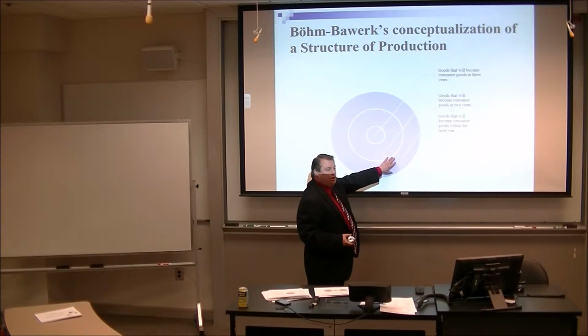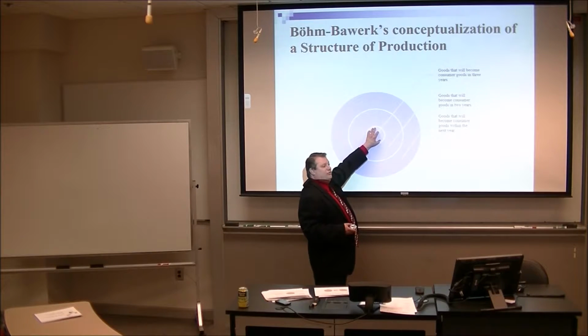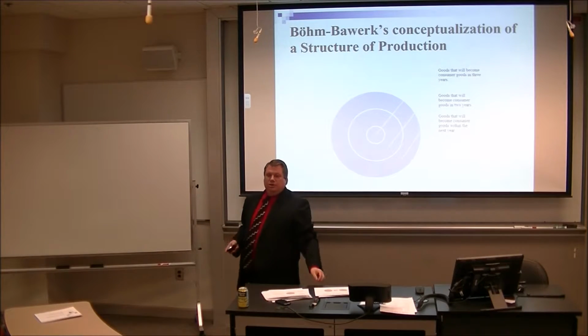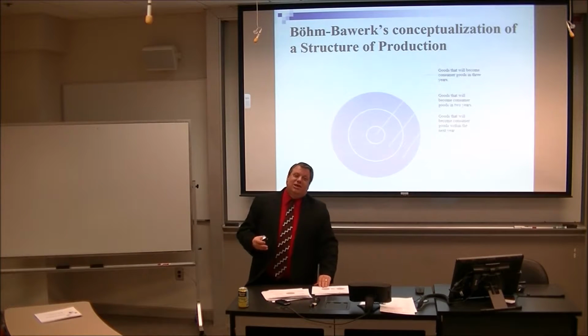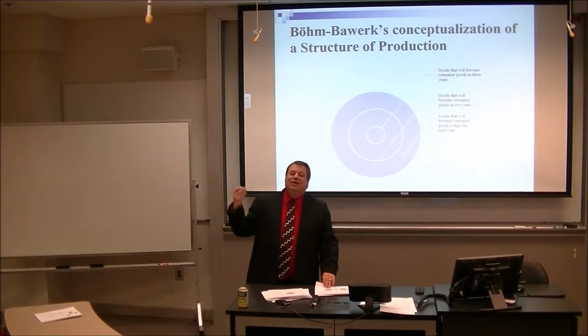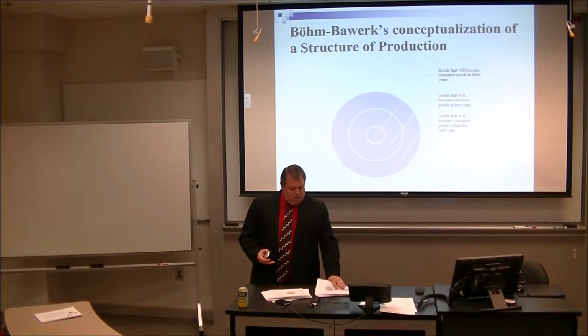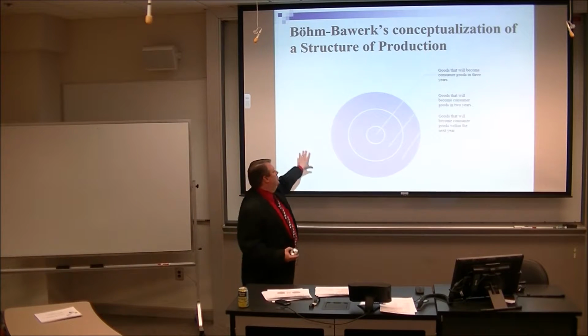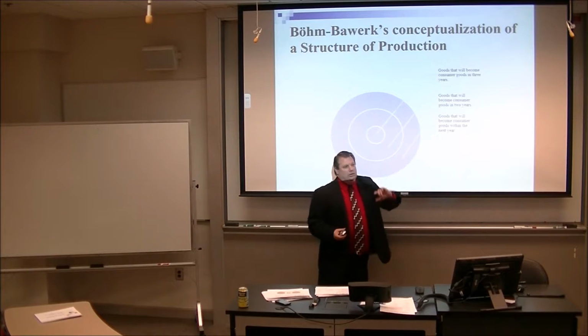These are goods that will become consumer goods within the next year. And then deeper in here are the goods that will become consumer goods in 2 years. And the center one is goods that will become consumer goods in 3 years. So these are the goods in process, okay? And the ring that you don't see around it is where we have the consumption.